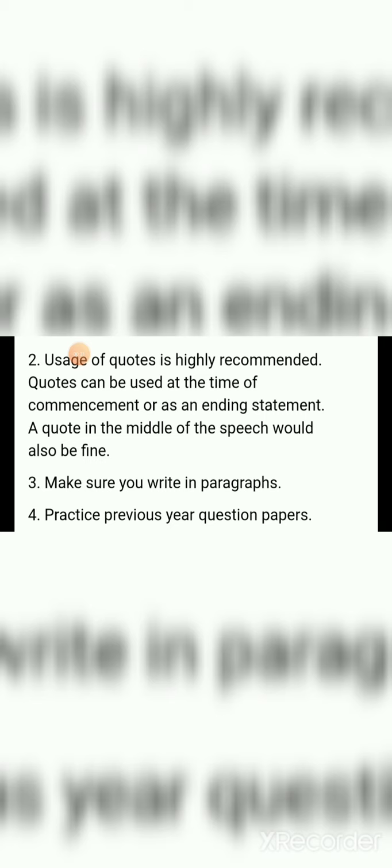If you are starting something, you write commencing something. In the same way you will make the changes, so you need to understand different words for one expression. Usage of quotes is highly recommended. I always say, open up with a quote and finish with a quote. There is no harm in that. Not with the same quotation, but with a quotation. Quotes can be used at the time of commencement when you are opening your speech, or as an ending statement. A quote in the middle of the speech would also be fine if you have appropriate facts based on that quotation. Make sure you write in paragraphs.